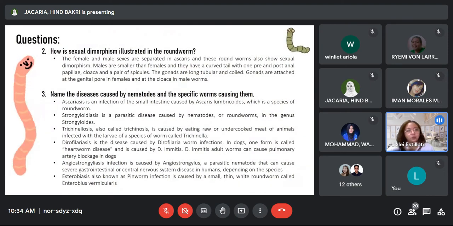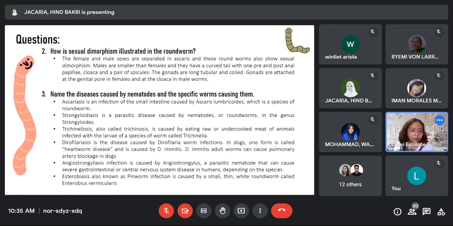How is sexual dimorphism illustrated in the roundworm? The female and male sexes are separated in Ascaris, and these roundworms also show sexual dimorphism. Males are smaller than females, and they have curved tail with one pre- and post-anal papillae, cloaca, and a pair of spicules. The gonads are long, tubular, and coiled, and the gonads are attached in the genital pore in females and at the cloaca in males.